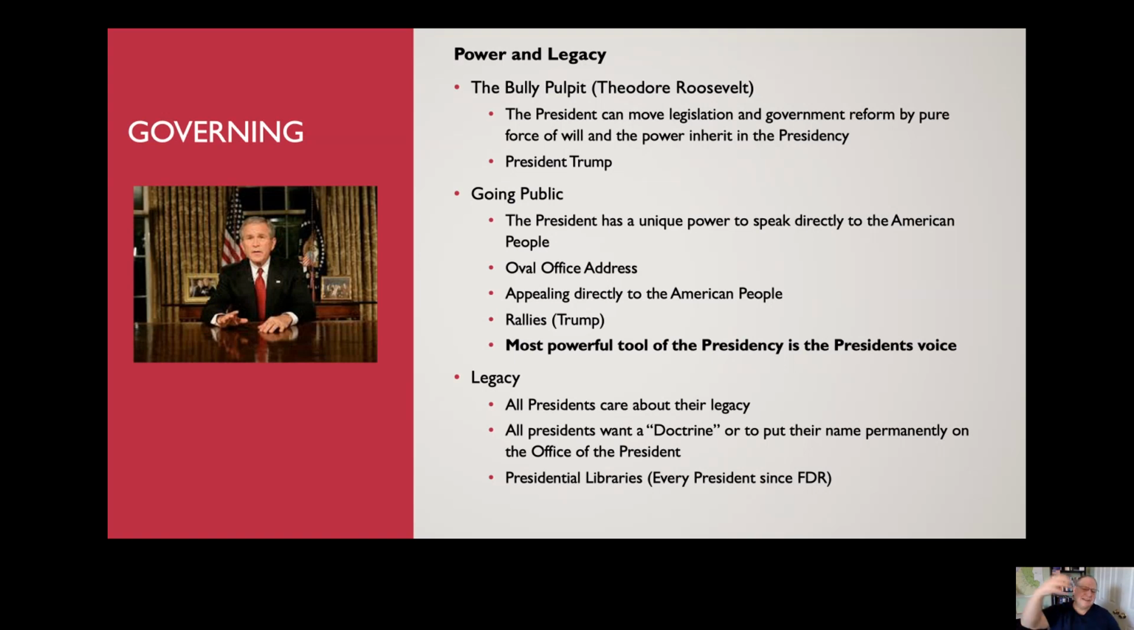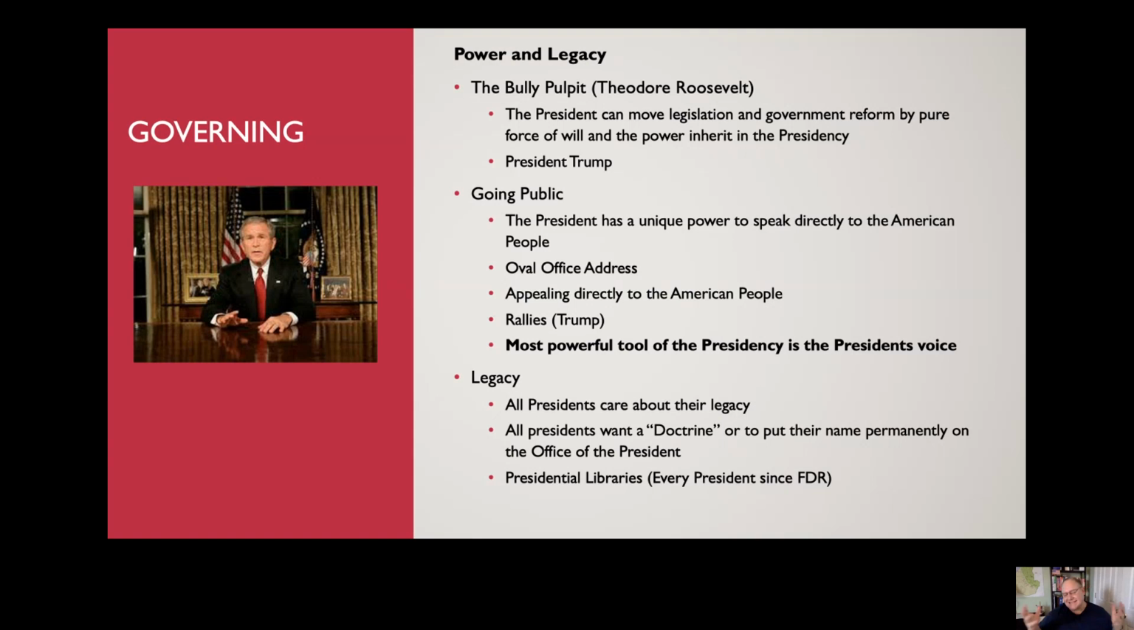Instead of the bully pulpit, where the president would be more trying to move Congress and members of Congress to do what they think is best, going public, using the president's voice to move the American people, either to get them to call their members of Congress or just to move public opinion, is really the most powerful tool of the presidency. The president's voice, speaking directly to the American people, is one of the most significant powers that the president has.